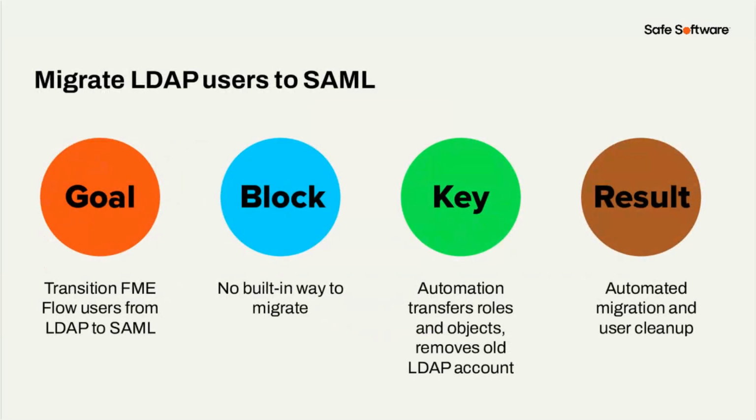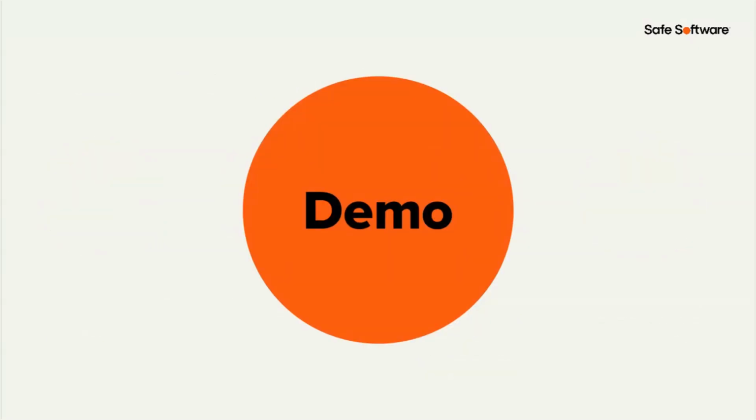For my next demo, I'm going to show you how to take an LDAP account and automatically migrate its roles and objects to a SAML account the first time that user logs in with SAML. This uses a system event and the REST API to make migrating from LDAP to SAML much easier. So let's go into the second demo.